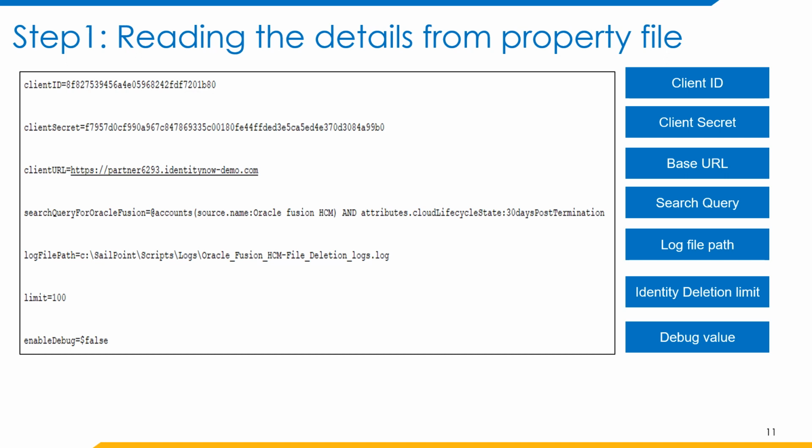This is the first step of the script. When the script is triggered, it will first read the required information from the property file to perform the next search and the delete API calls. We keep client ID, client secret, base URL, search queries, log file path, identity deletion limit and the debug value as part of the property file. As you can see in the slide, the script stores variables that are used in further operations where they need to be used. Let us understand the first access token generation REST API call in the next slide.